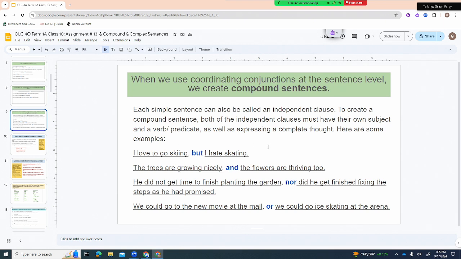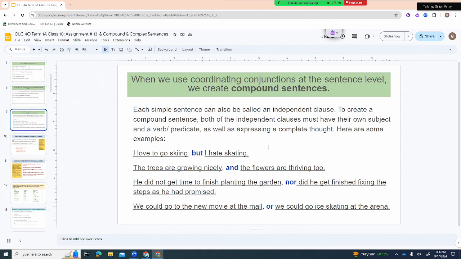So this is where we've discussed this before and we're discussing it again. When you use those coordinating conjunctions at the sentence level, the new thing that you're creating is called a compound sentence. Every simple sentence in this needs to be an independent clause, right? An independent clause has to have a subject, a verb, and it makes sense all on its own. It could stand on its own with a period and be fine, okay?